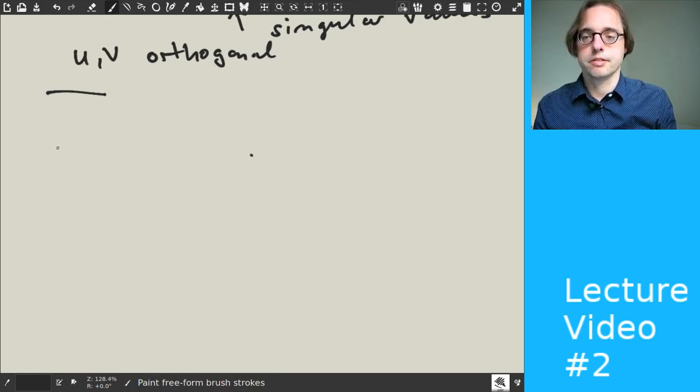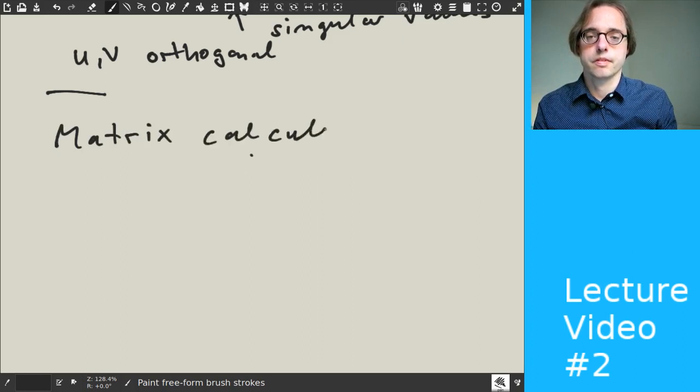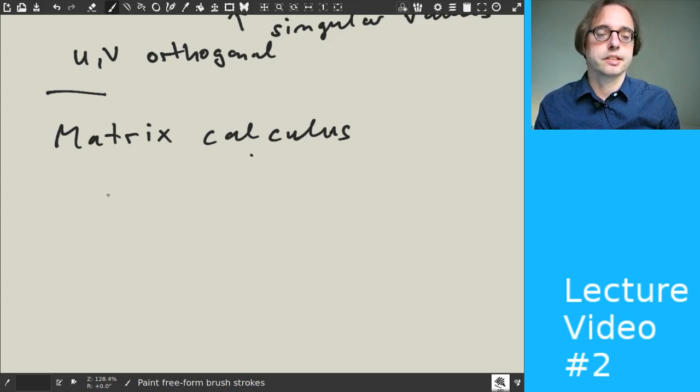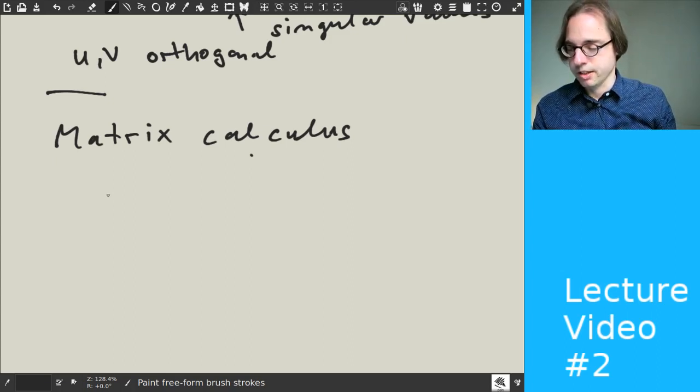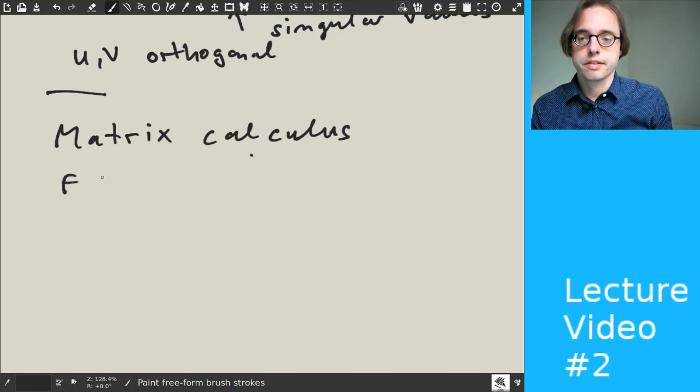So the next thing, the last thing that we need to discuss, is a little bit of matrix calculus. Basically this has to do with things like gradient, Hessian matrix, and so on, so operations that act on functions and produce vectors and matrices. So let's assume we have a function f, and that's a function of a vector.